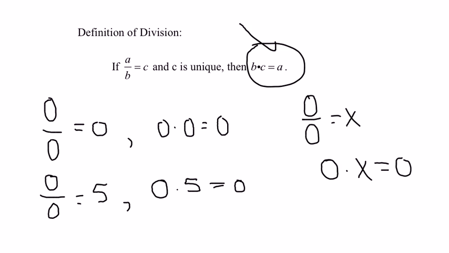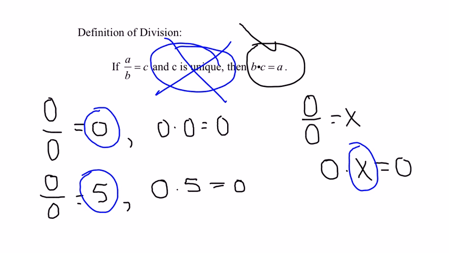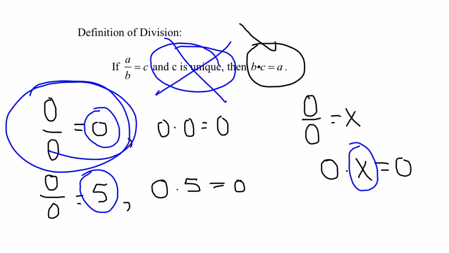But what I'm getting at is that it's the first part that's not being satisfied. If we can say that it's 0, 5, or basically any number, then that C is not unique. So in this scenario, the first part doesn't work, and that means this is going to be undefined. 0 divided by 0 is undefined. So let's label it as that.